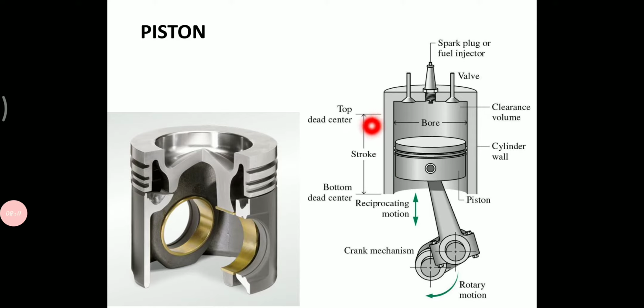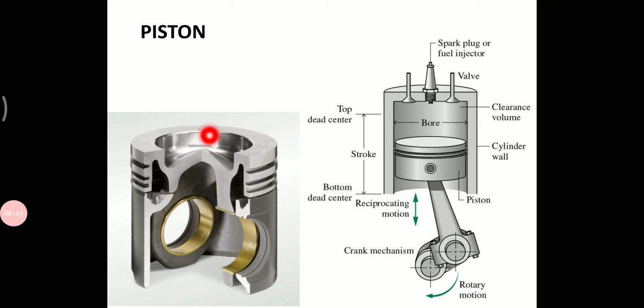This is called top dead center. This is called bottom dead center. A slight area will be given as clearance volume, to accommodate the air fuel mixture, at the top near the exhaust or inlet valve. The piston's extreme position there is what we call clearance volume. This is what we call reciprocating motion. This is what we call rotary motion. Reciprocating motion is converted into rotary motion.